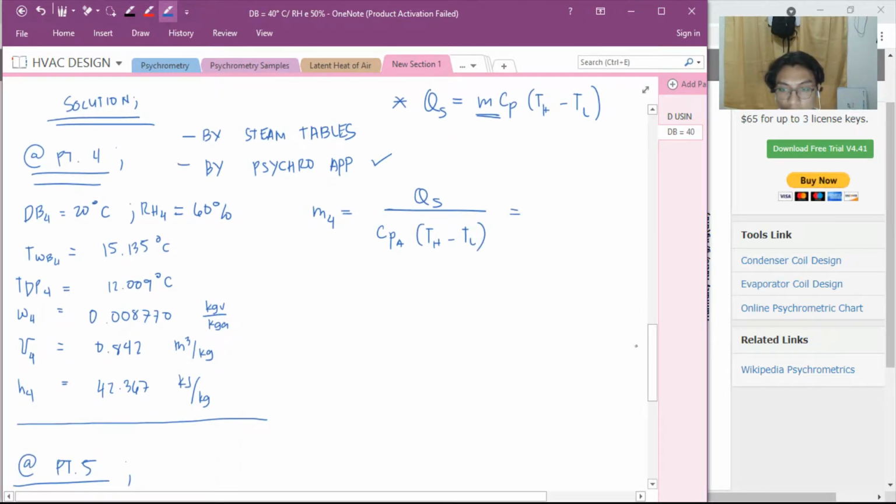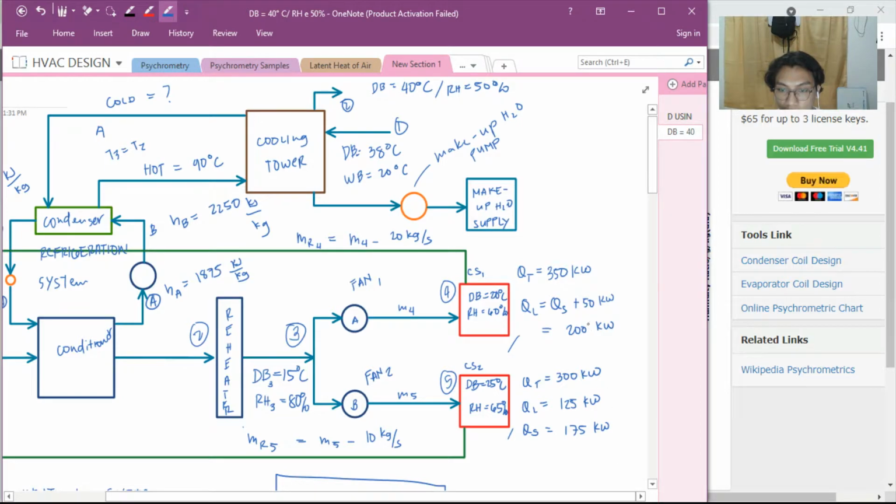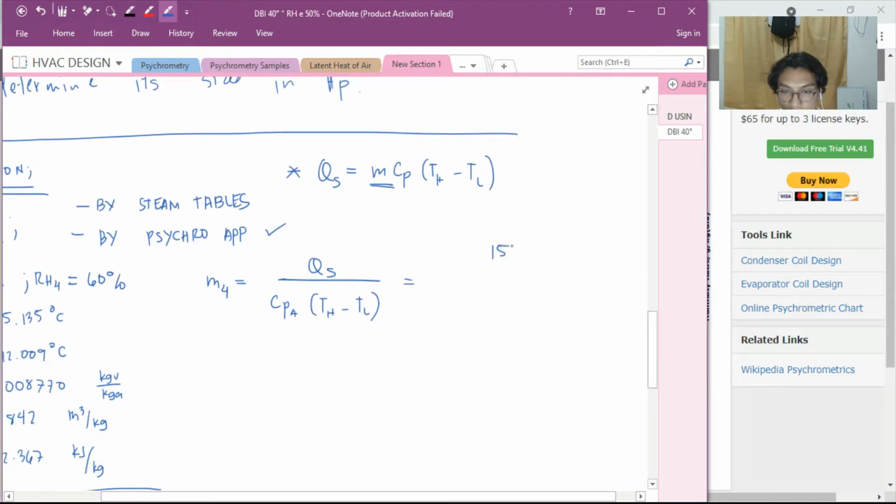Now, yung Qs natin, ano nakuha mo diyan? Your Qs at 4 is, solve natin, QL, Qs, 200 daw yung QL. If QL is 200, then your Qs will be 150 kilowatts. Solve na natin si number 4. So, 150 kilojoule in every second divided by Cp ng air, 1.0062 kilojoule per kilogram degree Kelvin multiplied to, ay hindi, 20 pala to, sa 4, 20 minus 15 degree Kelvin.